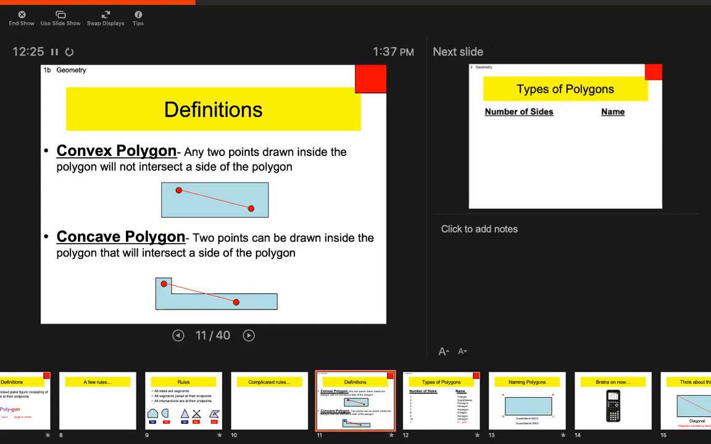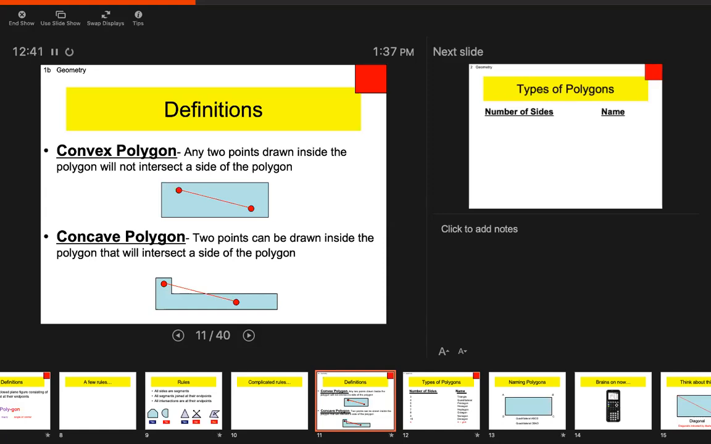First one's convex. So if you draw any 2 points on the inside, when you connect those 2 points, you will never intersect the side of the polygon. And then the second one is concave. It's not saying that all points drawn, but you are able to draw at least 2 points where, when you play connect the dots, they do intersect the sides. So that's the difference between convex and concave.